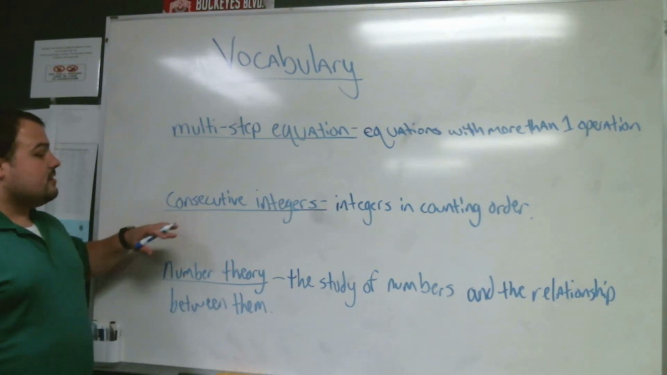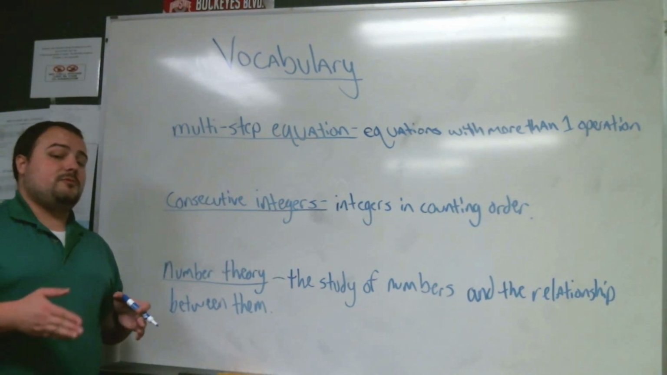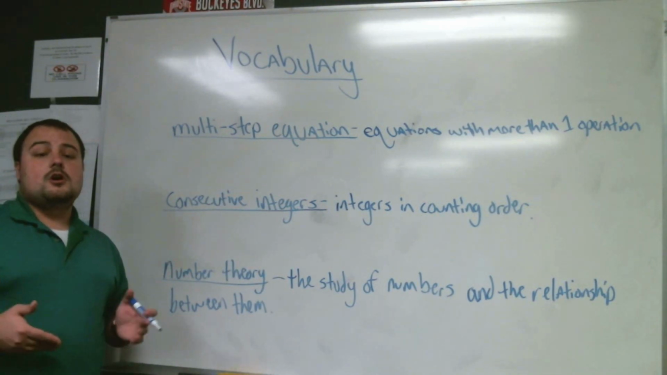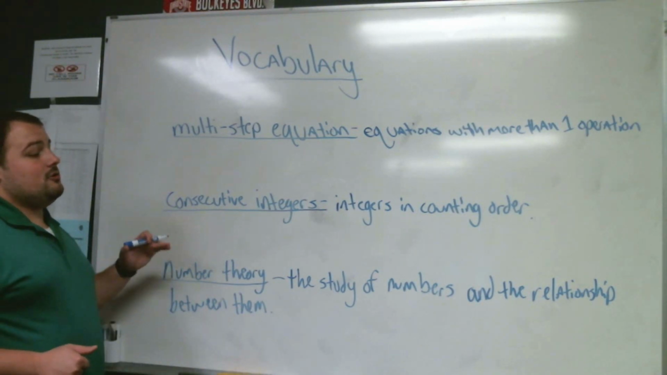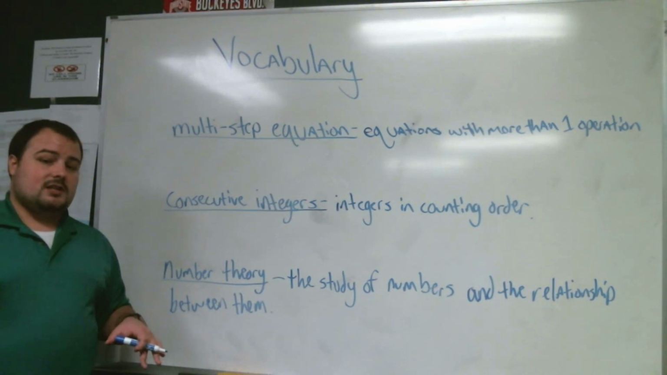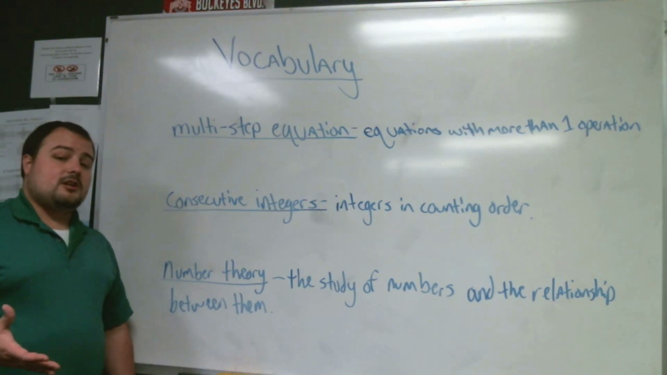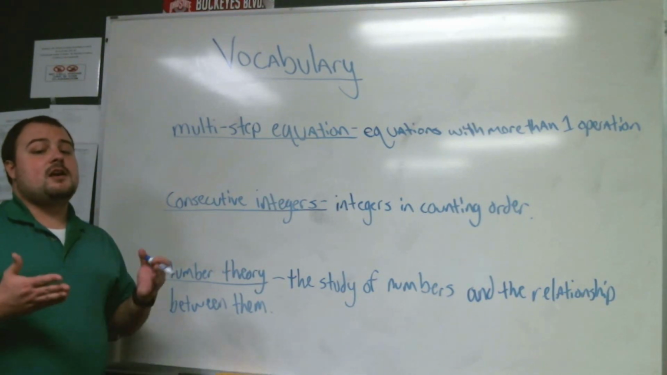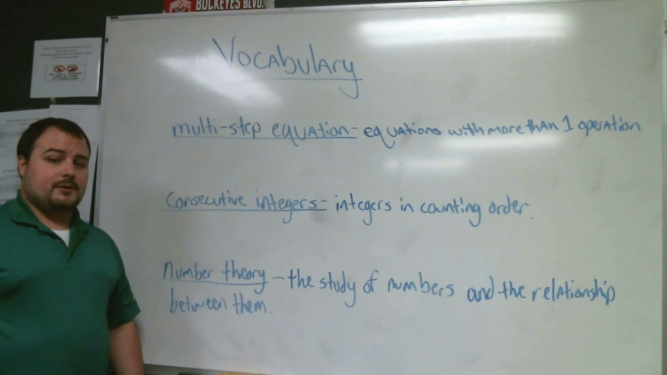Consecutive integers are integers that are in counting order. So consecutive integers would be like 1, 2, 3, 4, or consecutive integers could be like 4, 5, 6, 7, 8, 9, 10. So as long as they're in counting order, that's consecutive. Number theory is the study of numbers and the relationship between them. So when we're studying numbers and how they work together, that is number theory.